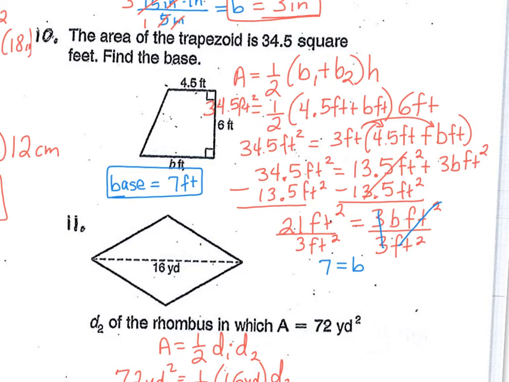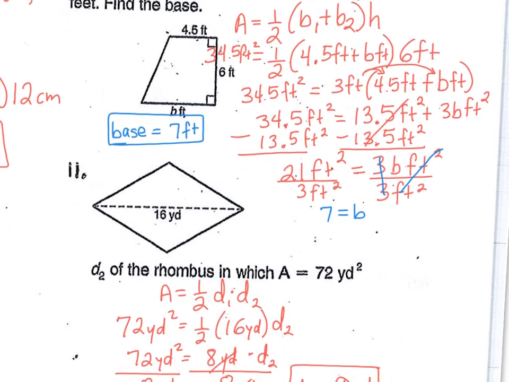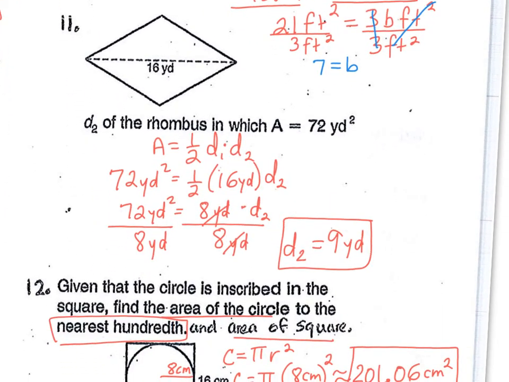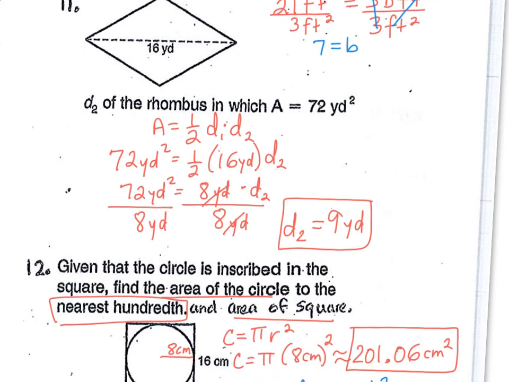Okay, so problem number 11. We can move on to 11, right? Everything okay? Okay, perfect. Number 11, they want you to find the second diagonal, and the area is given. The area is 72 square yards. 1/2, I just put diagonal 1 to be 16 yards, which is what is given, times diagonal 2. Half of 16 is 8, and divide by 8 yards. One of the yards is canceled out, and 72 divided by 8 is 9, so it's 9 yards. That's diagonal 2.